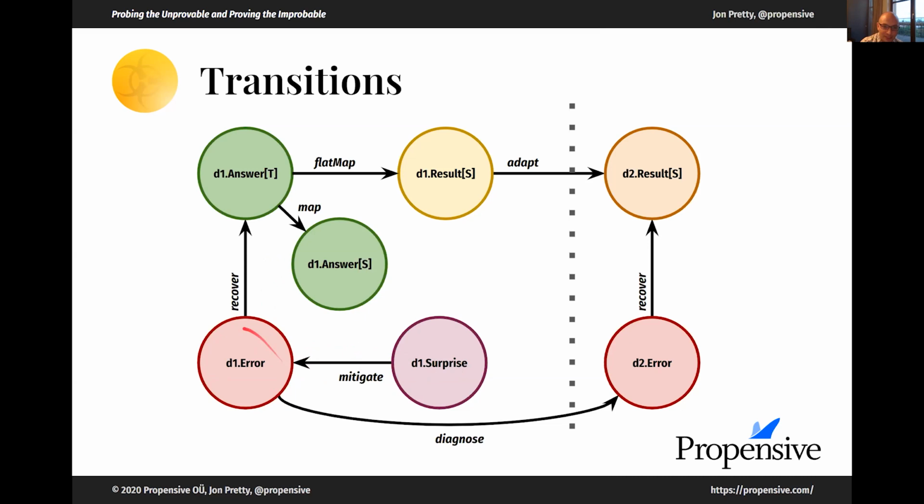If we have an error in our D1 domain and we want to represent that in our D2 domain, the application domain, we can diagnose that. And there are other methods as well, and at some point I will get around to documenting all of them and the way to use them. But generally speaking, between any combination of domain and subtype of result, and also type of result, there are methods to convert between them which have appropriate names.